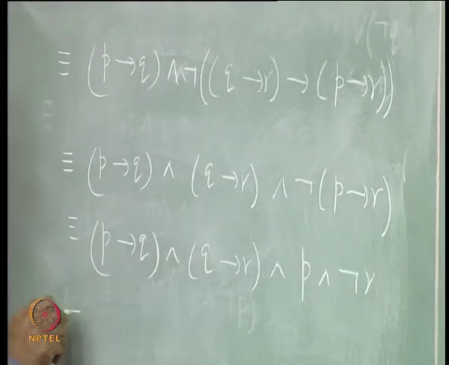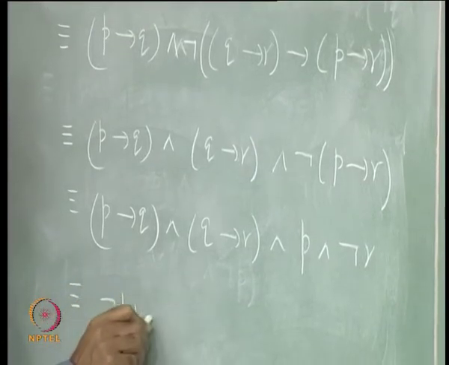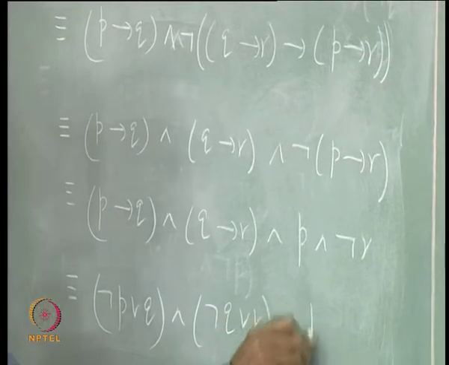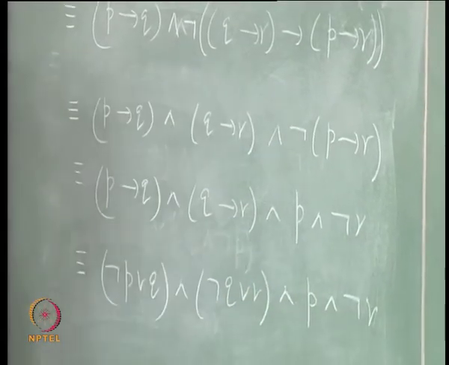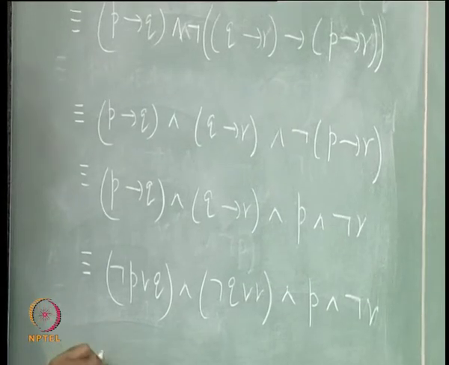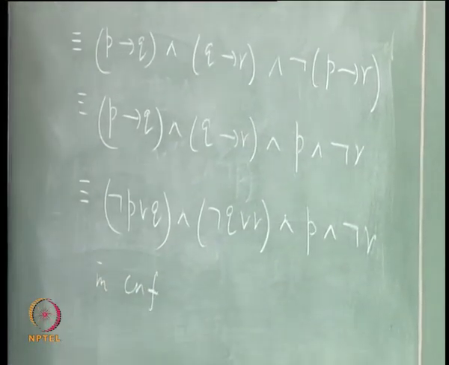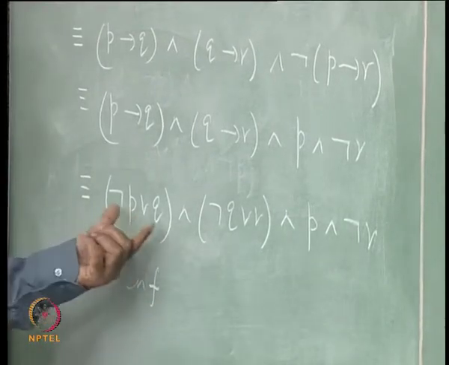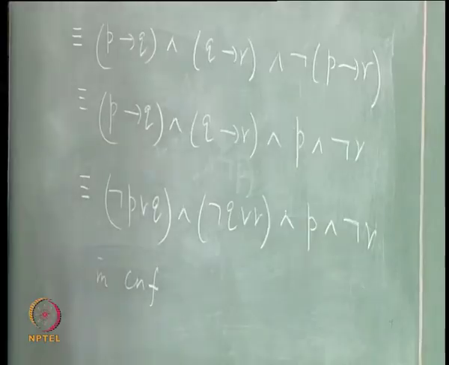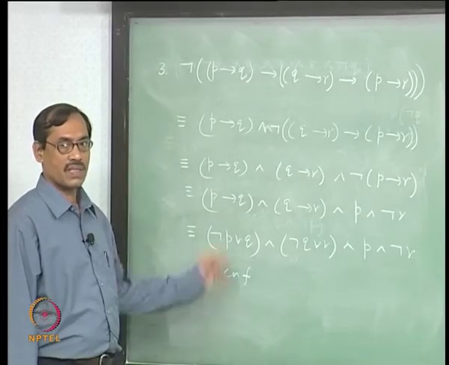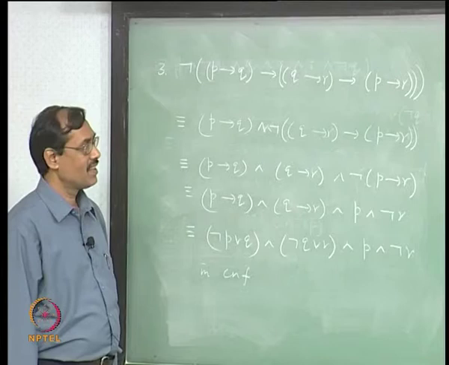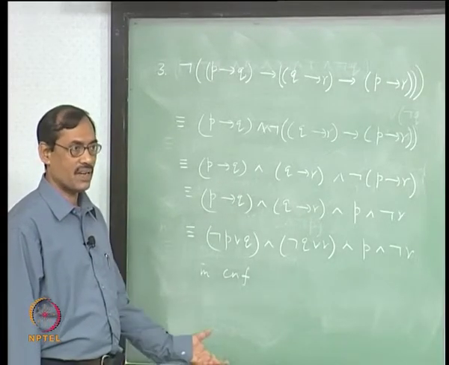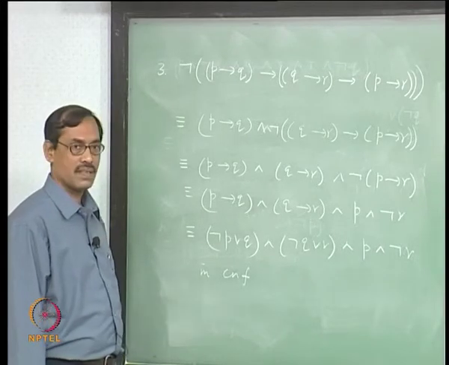Okay. So, now this becomes (not P or Q) and (not Q or R) and P and not R, which is in CNF. Yeah, each one is a disjunctive clause. So, naturally it came to CNF, but CNF says whether it is valid or not can be decided. Is it valid?